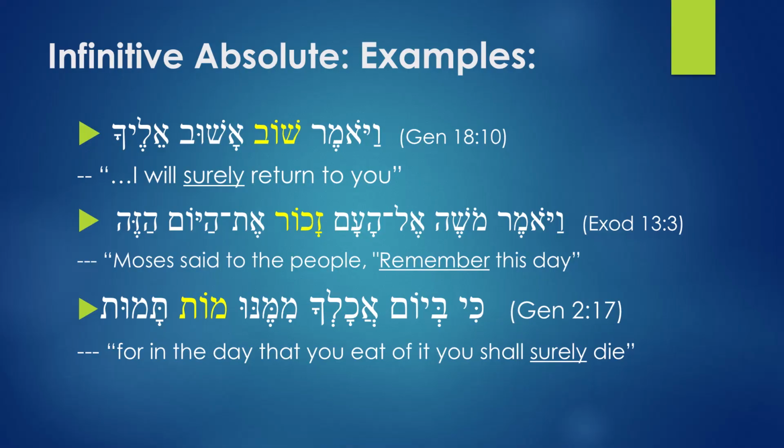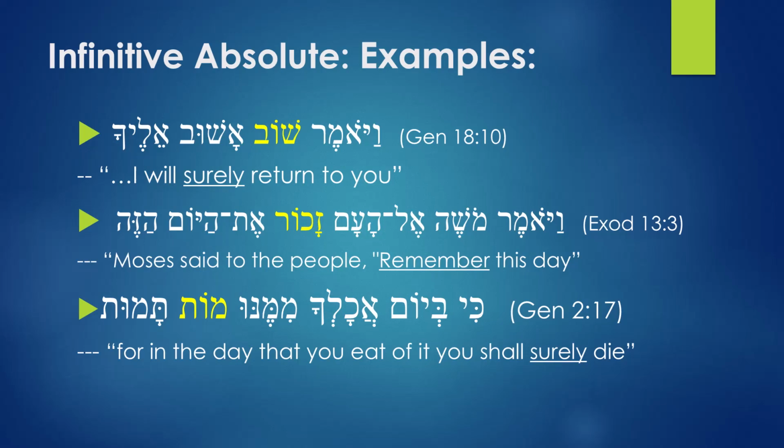That's the function there. The last phrase we have, Ki beyom achaucha mimenu mot tamot. Here we have the infinitive absolute, mot, and it's standing before its cognate root, tamot. You have mot, tamot. And by hearing, you can tell they're coming from the same root. And so the infinitive is mot, and because it's standing before its cognate, it's giving emphasis to the verb. Then the verb is tamut, and tamut means to die.